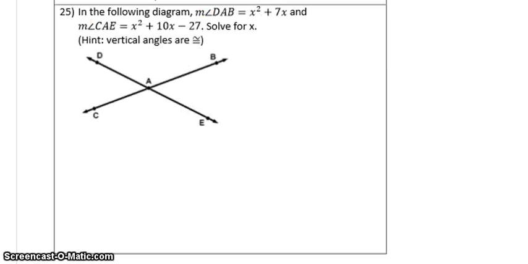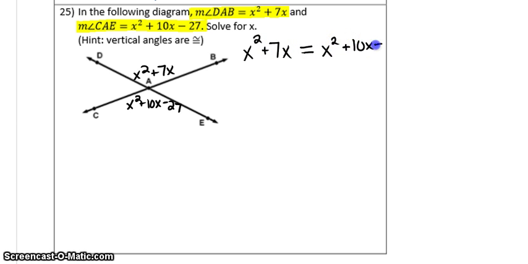For our last example, number 25, it says in the following diagram, the measure of angle DAB equals x squared plus 7x, and measure of angle CAE equals x squared plus 10x minus 27. And we're asked to solve for x. When I label my diagram, I find that these two angles are vertical angles. Since I know that vertical angles are congruent, I know that I can set x squared plus 7x equal to the other angle, x squared plus 10x minus 27.